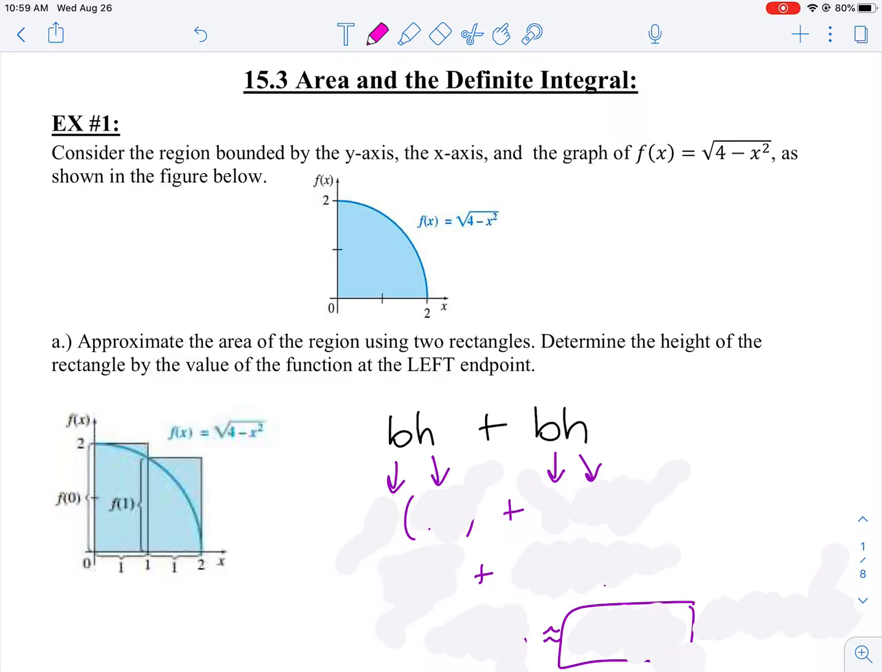All right, in chapter 15 so far, we've talked about how to find an antiderivative. If I give you the derivative function, you should be able to work it backwards and find me the original, the antiderivative. We also called that the indefinite integral.